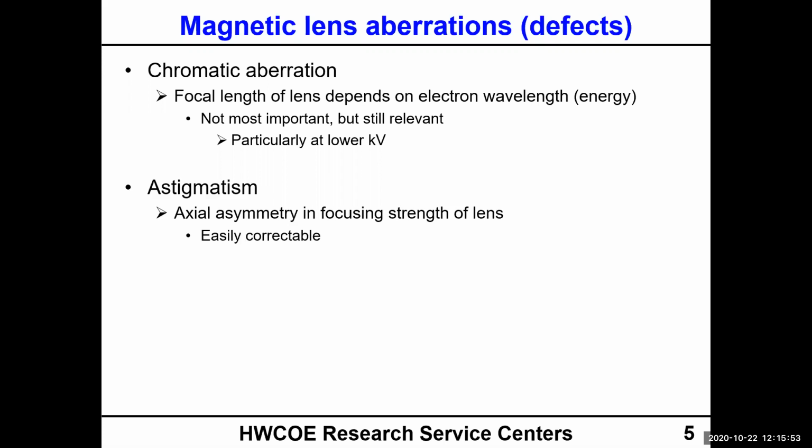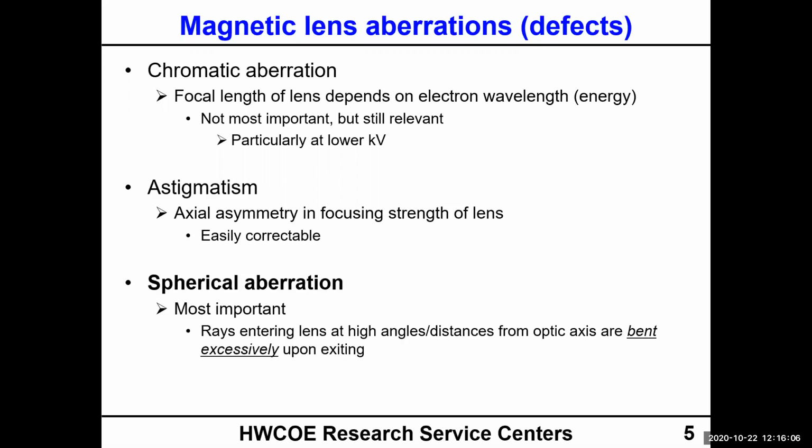If we move on from there, the next one we have is called astigmatism. This is the least important of any of these because we have hardware in our systems to correct this, which are called, appropriately enough, stigmators. Okay, so this isn't a big issue because we can easily correct this. But the most important one is spherical. Okay, and so this is, like I showed you in the diagram a minute ago, the idea that if the rays enter at high angles or distances from the optic axis, they're bent excessively upon exiting, so we can't focus all of those rays to one point.